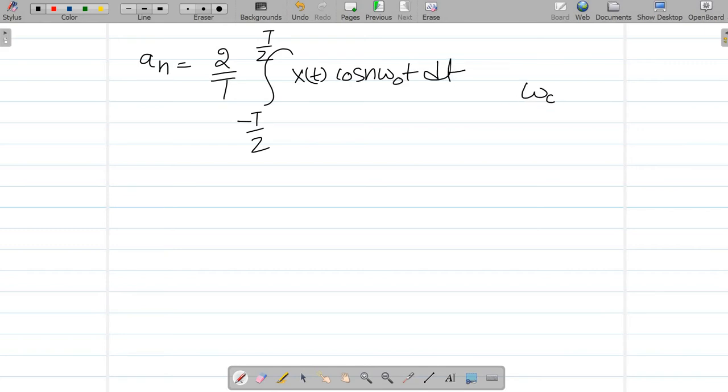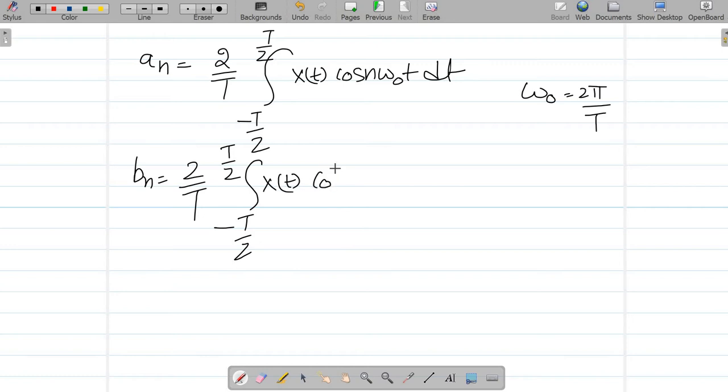So omega naught is nothing but 2 pi by T, where T is the time period of the rectangular pulse train, and it is also known as the fundamental. So the fundamental can be obtained from the periodic signal itself. Again b n is equal to 2 by T times the integral of x of t sin n omega naught t dt.